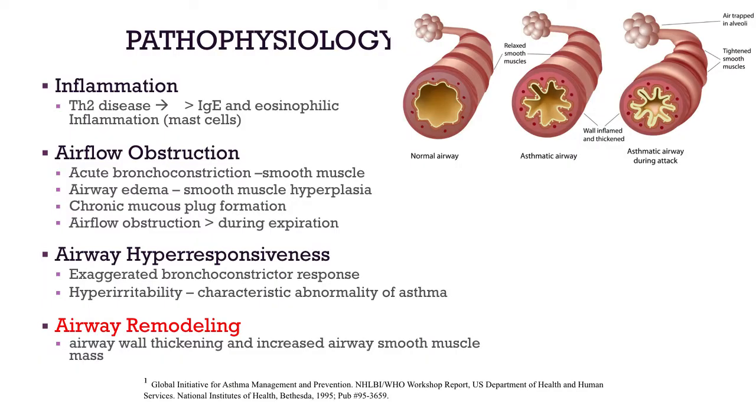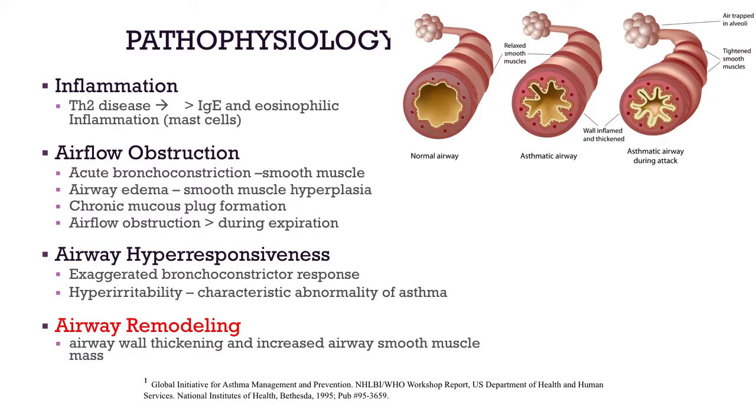So when we think pathophysiology of this, essentially, inflammation, we're talking about eosinophilic and IgE mast cell-mediated disease for the majority of patients. However, this is not true for everyone. We have essentially two types of disease, which we'll look at on the next slides, which is allergic versus non-allergic asthma, also referred to as atopic and non-atopic.